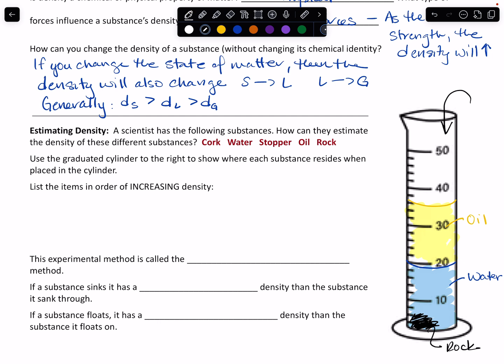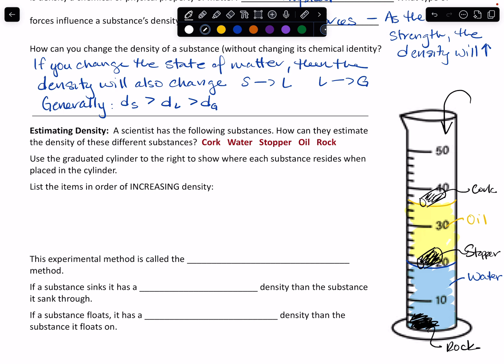If I now take the rubber stopper and drop it in, it's going to sink through the oil but sit on top of the water. So my stopper will sit here. What that tells me is that my stopper is more dense than the oil, but less dense than the water. Then I'm going to end by dropping in my cork, and I'm going to find that my cork sits here on top of the oil.